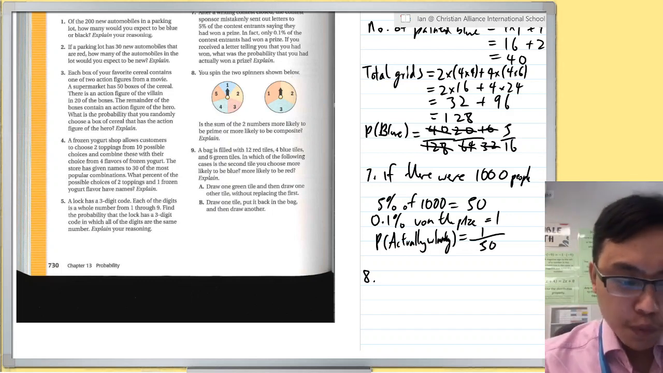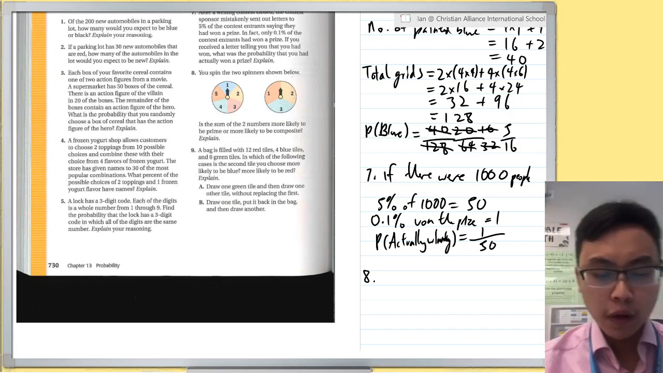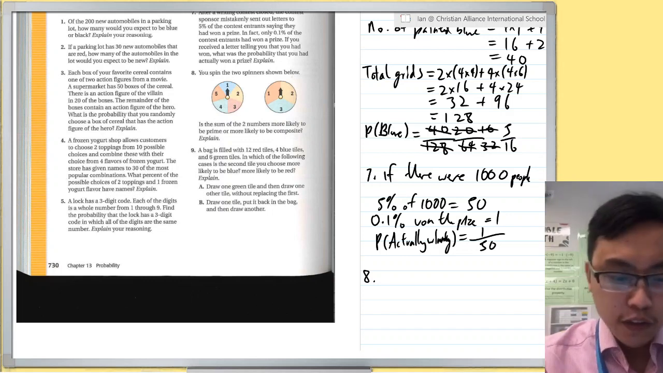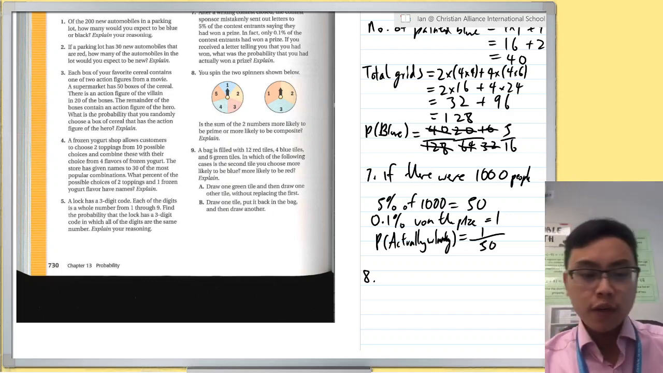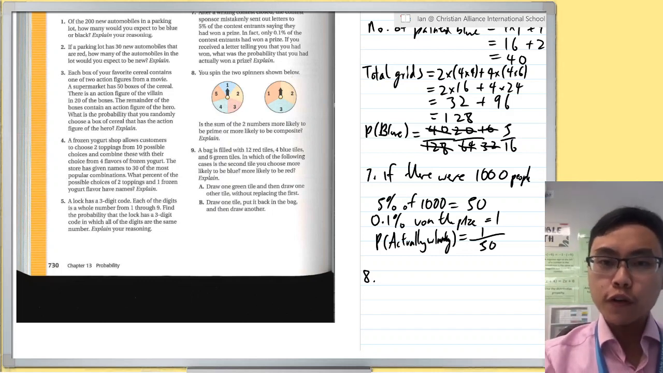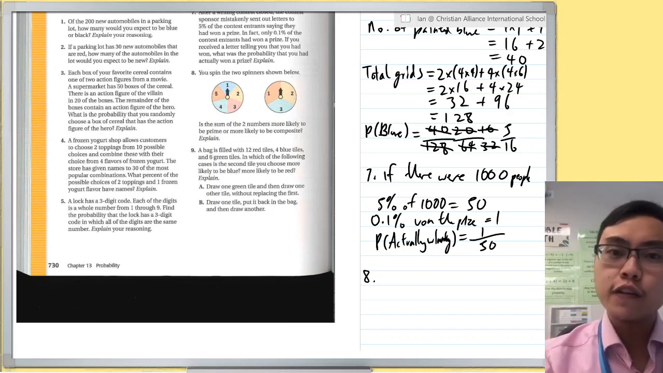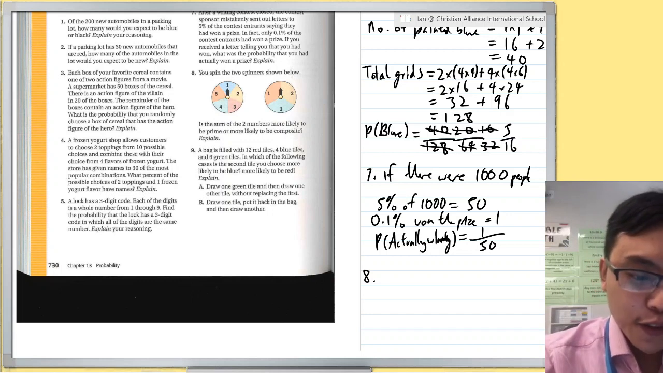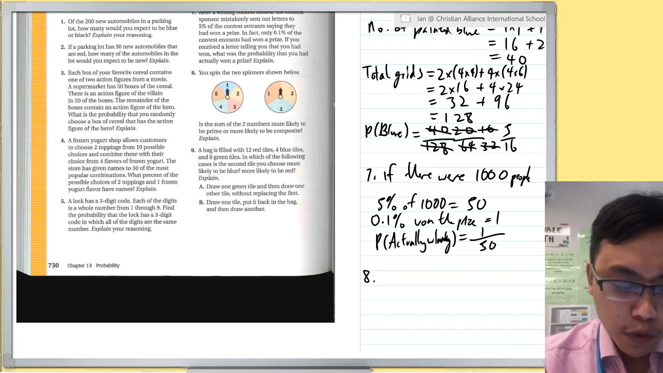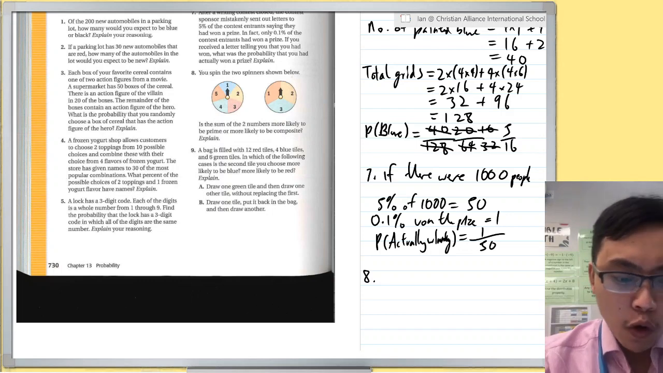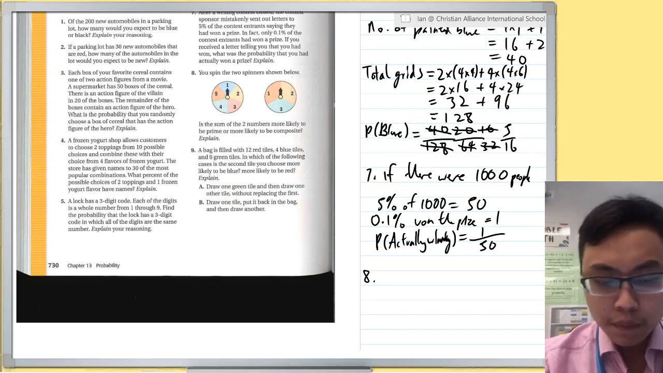Question 8. You spin the 2 spinners shown below. This time it is in color. So if you're watching this on your computer or mobile phone, it's in color. I'm pretty sure your computer screen is in color. It's not black and white. So you spin the 2 spinners shown below. Is the sum of the two numbers more likely to be prime or more likely to be composite?